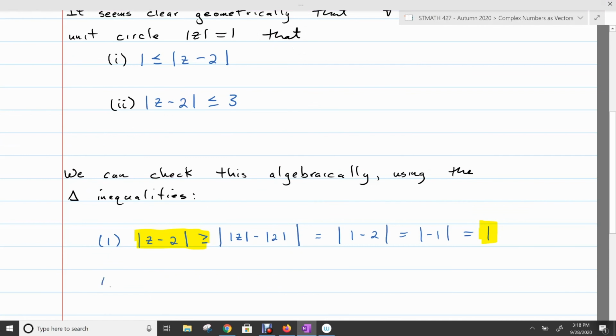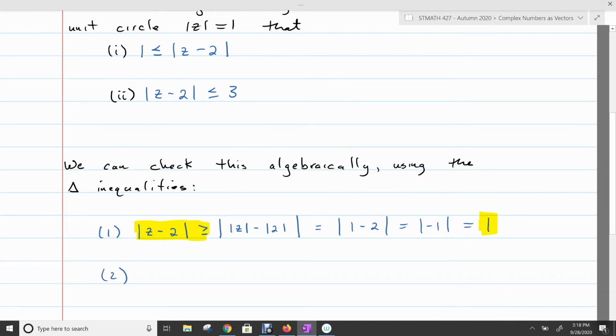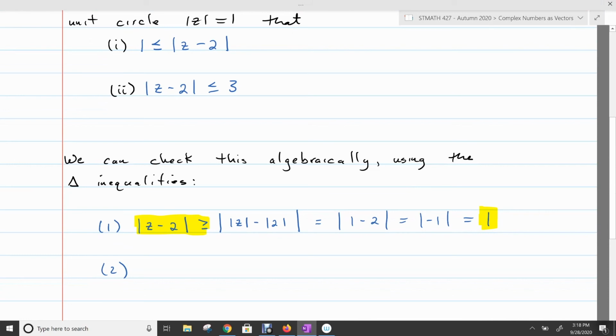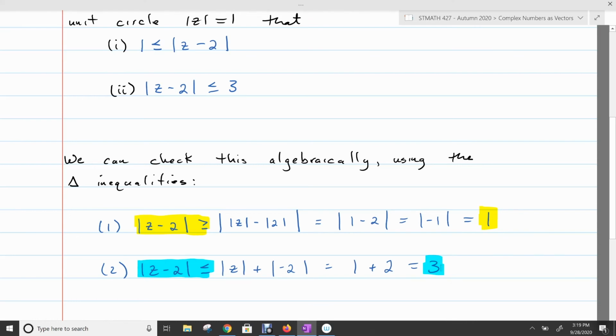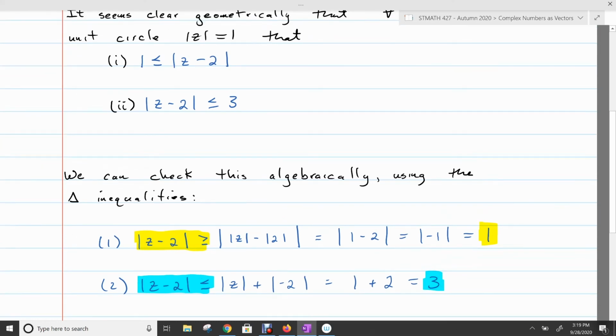And then the second one's even easier. Instead of using the reverse triangle inequality, we can use the forward triangle inequality. Modulus of z minus 2, we know by the triangle inequality, is less than or equal to modulus of z plus modulus of negative 2. Again, modulus of z is equal to 1, since z is on the circle, so this is 1. And then the absolute value of negative 2 is 2, so this is 3. So there we have that second inequality. And we arrived at those in a completely analytical way, right? Didn't have to think about that picture.